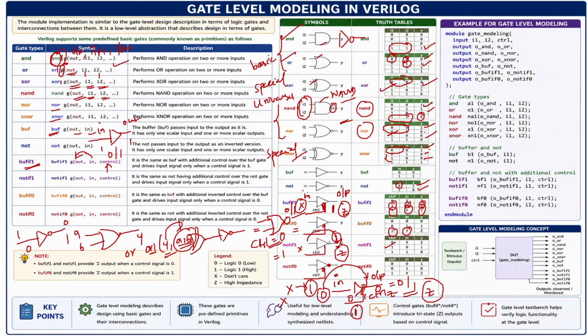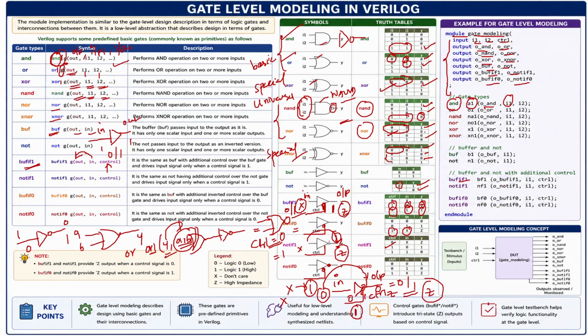These are the gates. And in the same way, I have represented an example module name and ports list. In that, input 1, input 2, control signal, and then outputs are AND gate output, OR gate output, NAND gate output, NOR gate output, XOR, XNOR, buffer, NOT gate, buffer if, not if, buffer if 0, not if 0. All these are outputs. So then my gate is AND gate. My AND gate name is A1. So my output of AND gate is O AND. Okay, that is the output of AND gate. Inputs are I1 comma I2. Same way, all the gates you need to represent.